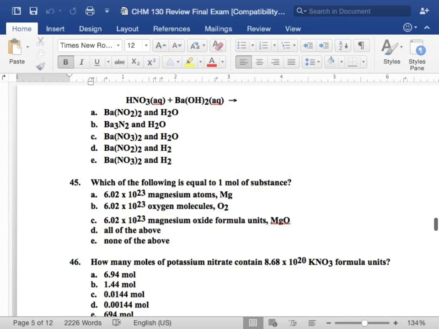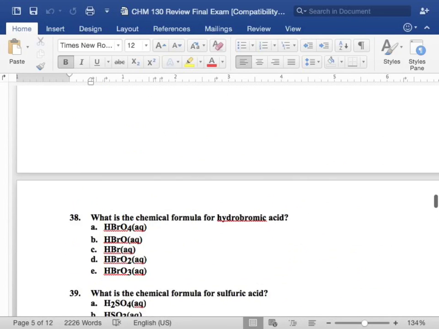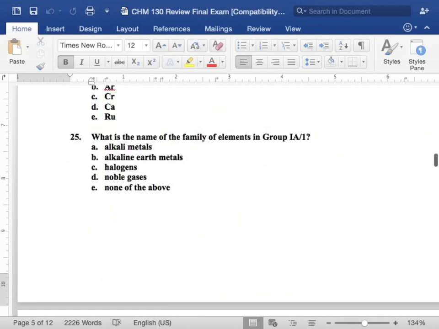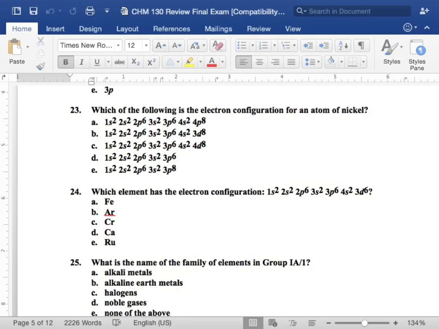What did you say it was? 23. Which of the following is the electron configuration for an atom of nickel? So electron configuration, you might already kind of pause at and be like, oh, really? And then you probably see that string of S's and numbers and P's and D's and all of that. Okay. This one turns out to not be quite as bad as it may sound.